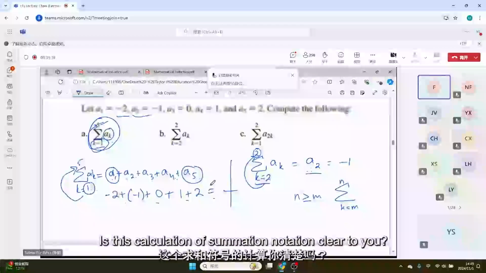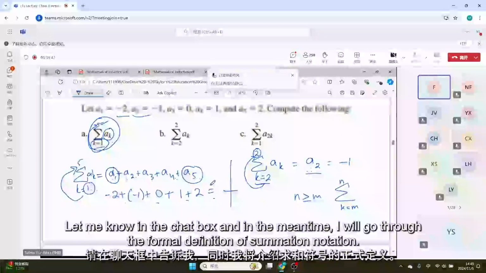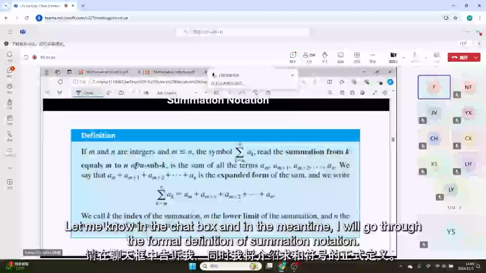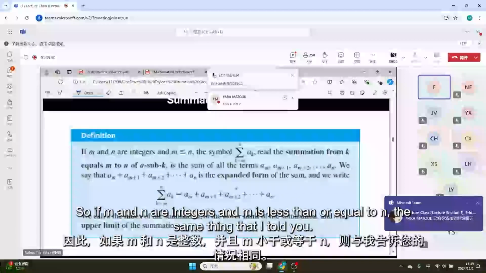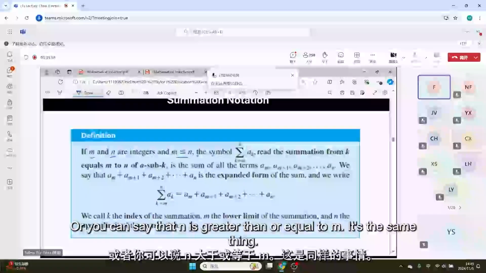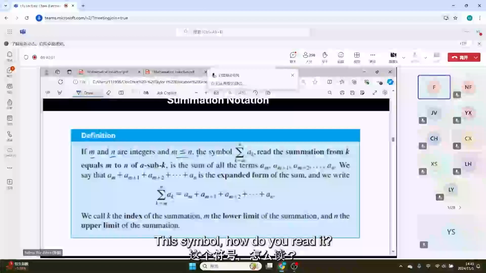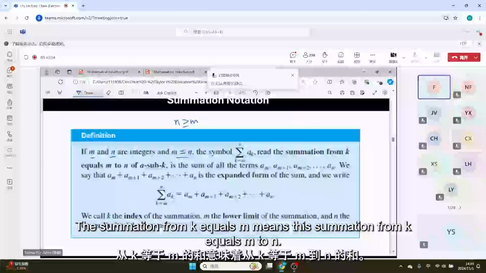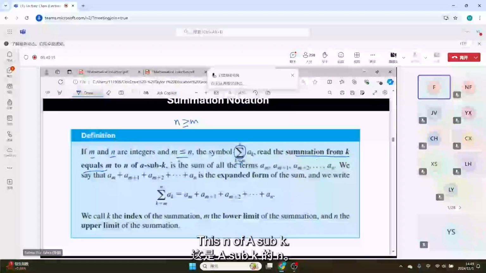Is this calculation of summation notation clear to you? Let me know in the chat box, and in the meantime I will go through the formal definition of summation notation. So if m and n are integers and m is less than or equal to n, the same thing that I told you, or you can say that n is greater than or equal to m, it's the same thing. This symbol, how do you read it? The summation from k equals m to n of a sub k. This is how you read it.